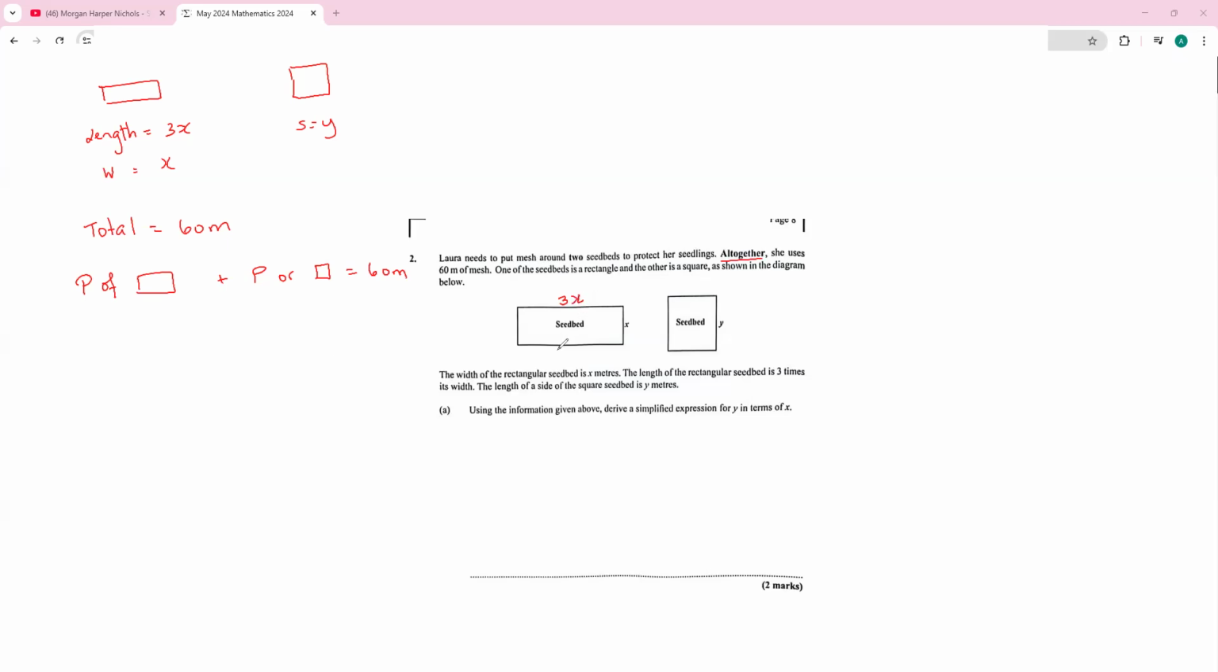So that would be, if this is 3x, here is 3x. If here is x, here is x. So the perimeter of this will be 3x plus 3x plus x plus x. You can either say length by 2 plus width by 2, or you just simply add all the sides together. And when I add the perimeter of the square, so if this is y, this is y, this is y, this is y, then the perimeter, the distance around, will be y plus y plus y plus y, or 4 times y.